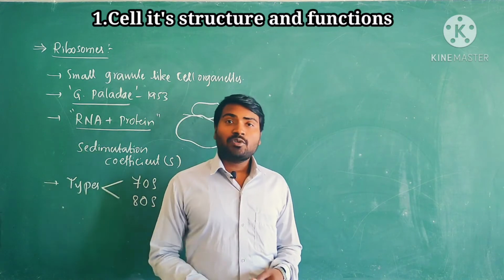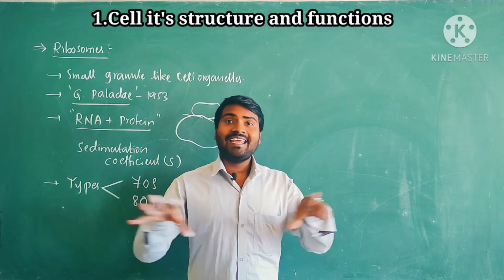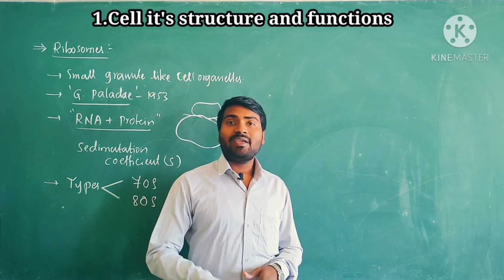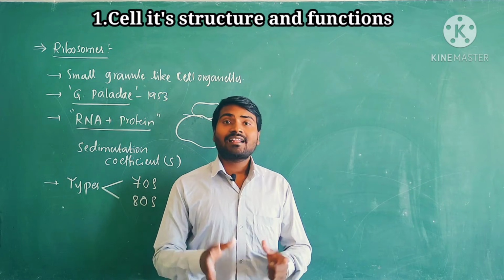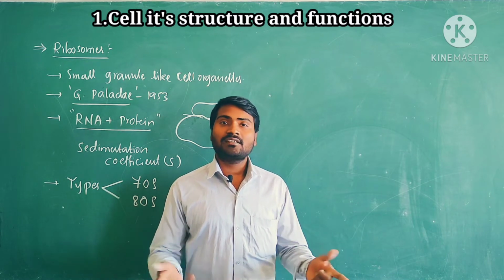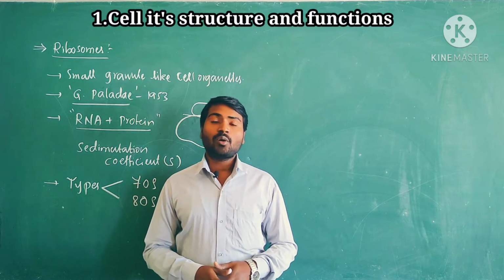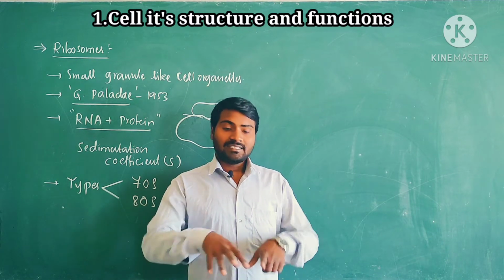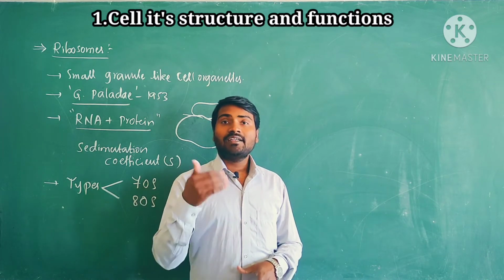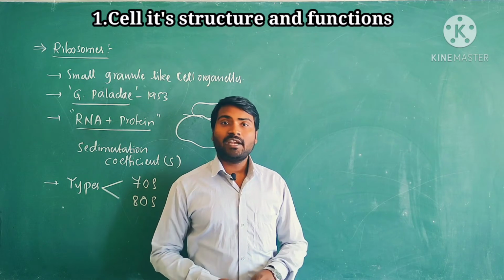And these ribosomes may be free ribosomes because they are present freely in the cytoplasm, or may be attached ribosomes. They are attached on the surface of the rough endoplasmic reticulum. Hence, the endoplasmic reticulum is called rough endoplasmic reticulum. So, based on their location, again there are two types: free ribosomes scattered in the cytoplasm and attached ribosomes present on the surface of the endoplasmic reticulum.